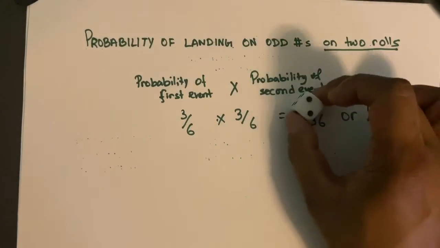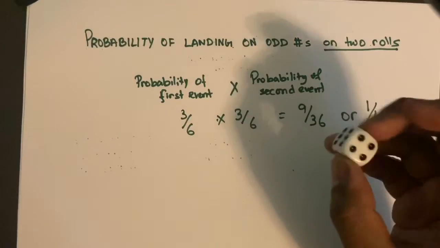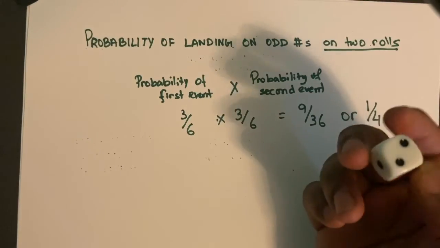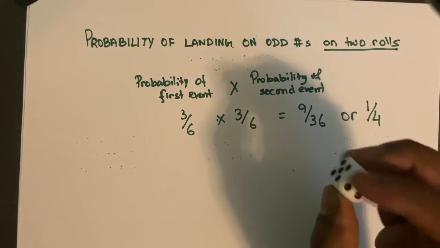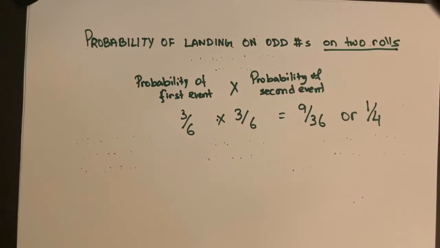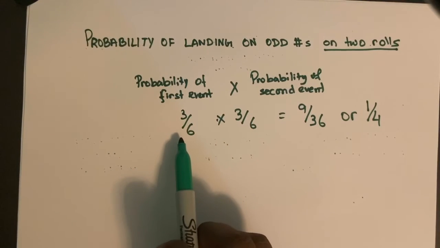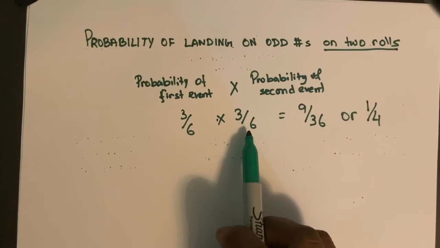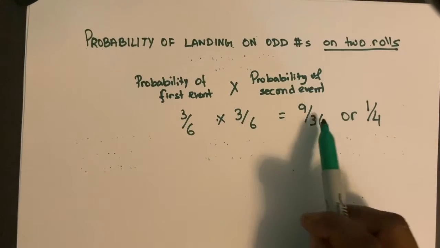So again, if I have a standard dice, in a standard dice, there are 3 odd numbers. It's 3, 5, and 1. Hence, the possibility of me landing on an odd number on my first roll is 3/6. Now, the possibility of me landing on an odd number on the second roll is also 3/6. If we multiply them, we get 1/4.